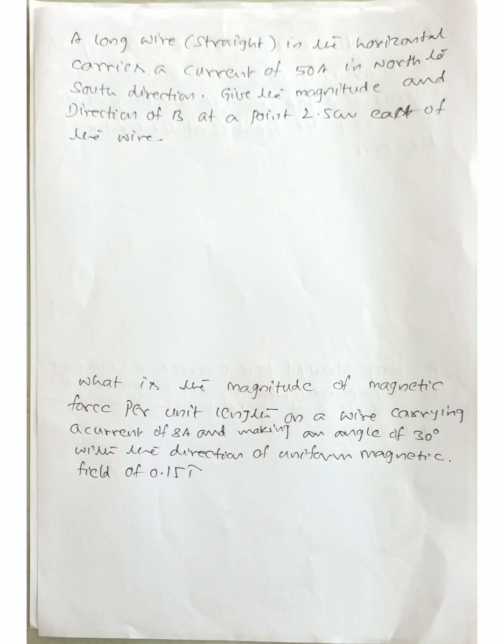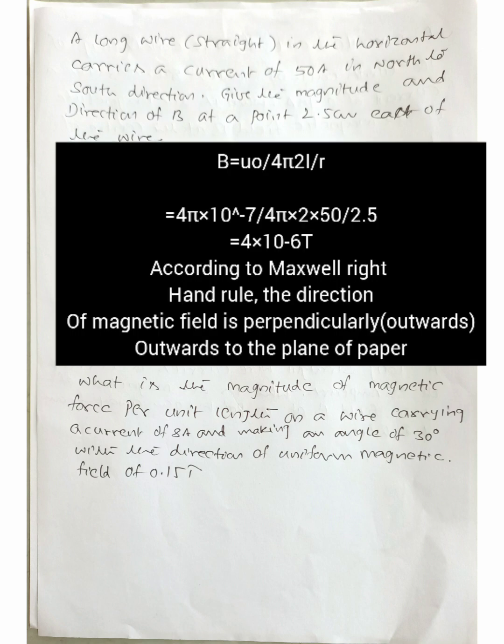Using the formula B is equal to mu 0 by 4 pi into 2I by R, we get B equal to 4 into 10 power minus 6 Tesla. Current is flowing from north to south direction. According to Maxwell's right hand rule, the direction of the magnetic field is perpendicular to the plane of paper.